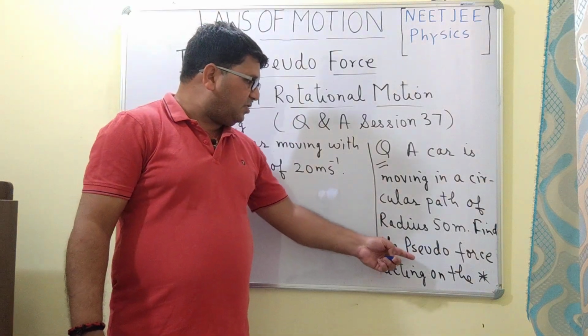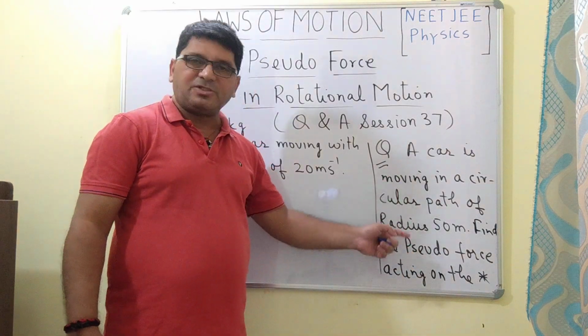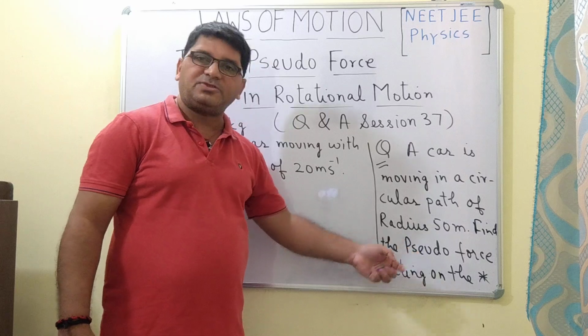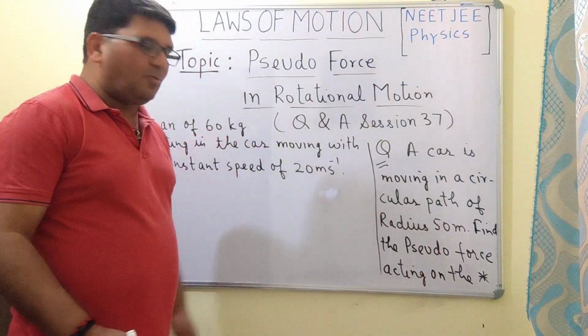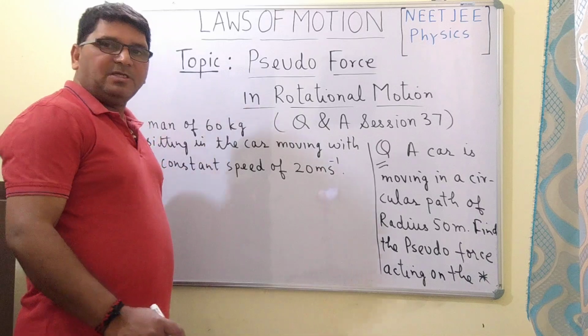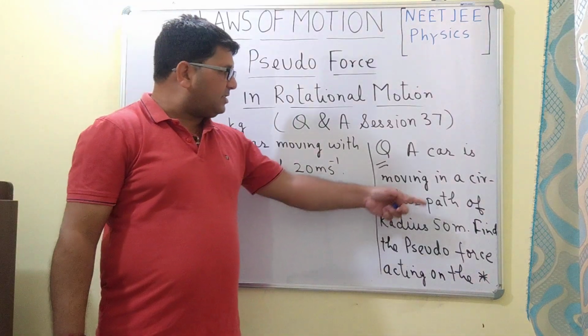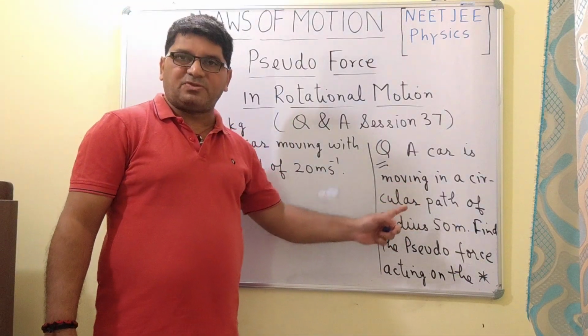Now here, in the case of a rotational motion, the pseudo force is always directed radially outward, that is in the opposite direction of the centripetal force. Now in this case, the centripetal force will be provided by the force of friction.